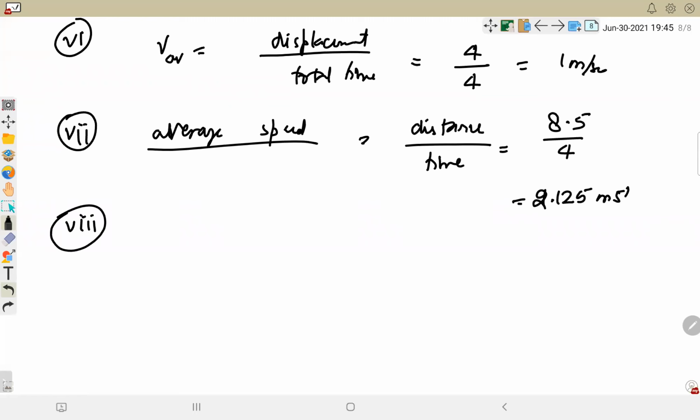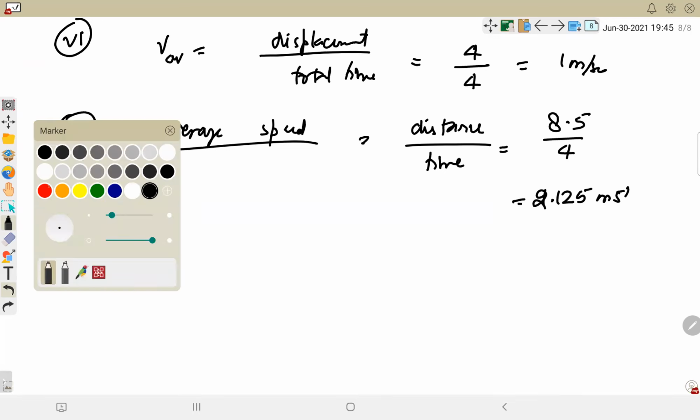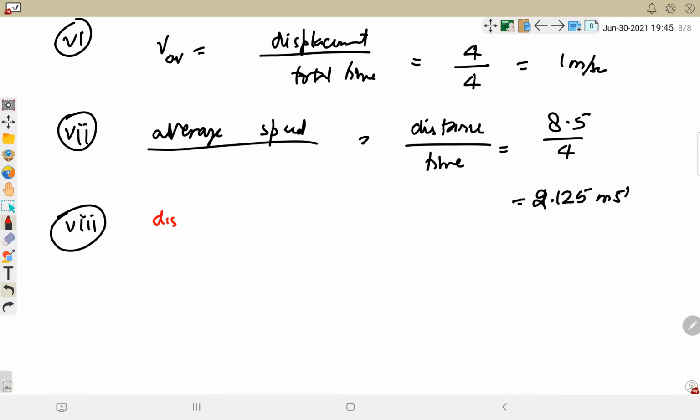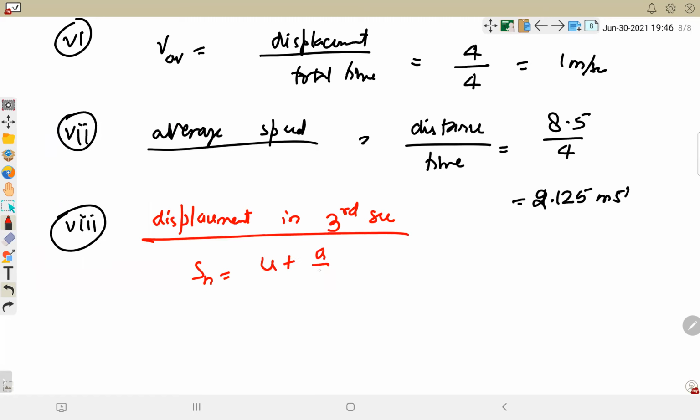Number 8. Find the displacement in the third second. Find the distance traveled in the third second. Again, this is a good question. For displacement in the third second, we can apply an equation. Which one? The nth second equation. Displacement in the nth second is u plus a by 2 times 2n minus 1. Since there is retardation, we will put a as minus 2, so minus 2 by 2, into 2 into 3 minus 1.